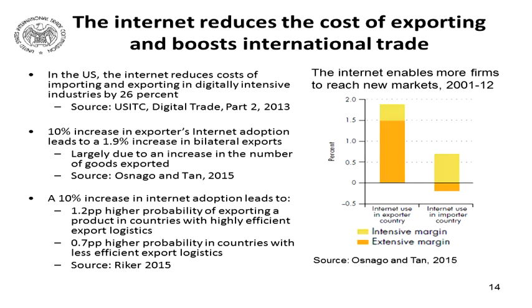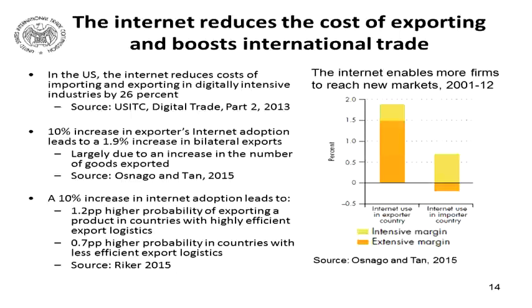And then if you look at work by David Riker, he has a similar message, with a little bit of a twist, that says increasing internet adoption leads to a higher probability of exporting products, but that is dependent on your infrastructure. If you have good infrastructure, if you have efficient export logistics, then you get a bigger boost from the internet than otherwise.